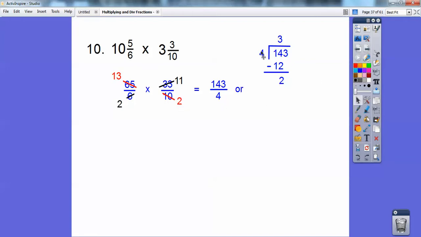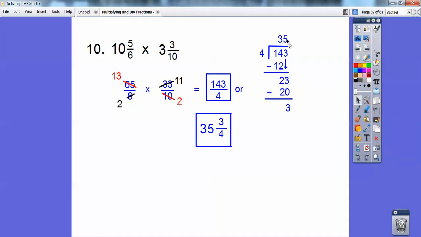So 4 goes into 143, 4 goes into 14 3 times, and you get 12, and you subtract, and then 14 minus 12 is 2, and then you slide this 3 down so it becomes 23, and then you do it again. 4 goes into 23 5 times, and then you bring down the 20 right there, and then there's my remainder. I don't have anything else to slide down, so it's 35 and 3/4. Okay, so either this improper fraction or this mixed number right there.